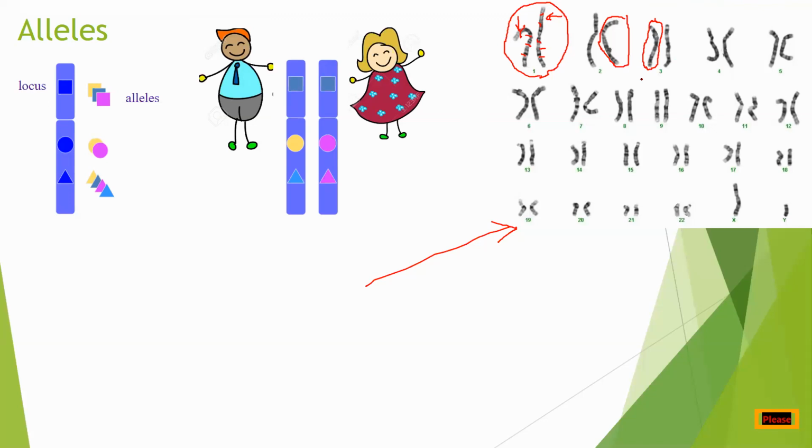And then over here to the left, where we have our genes, they're the same shape but different colors.